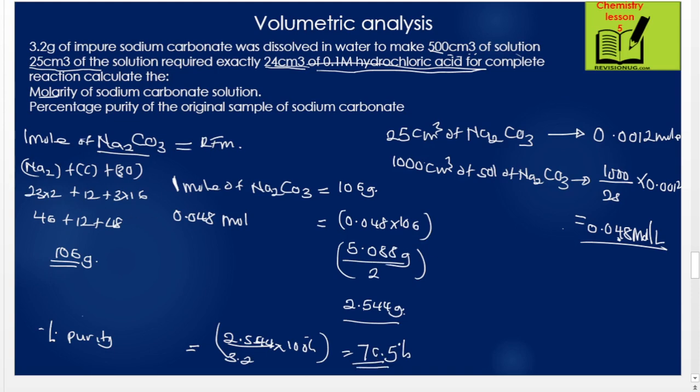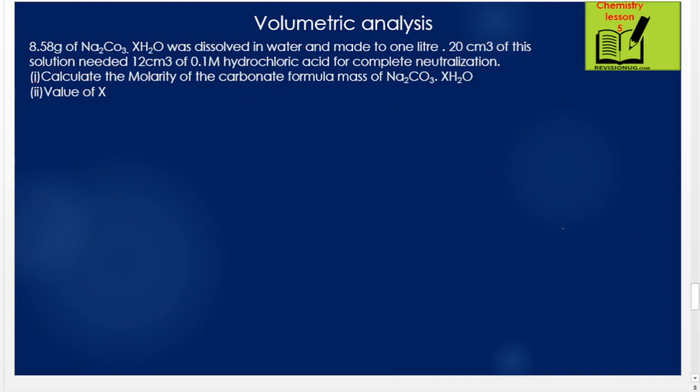Let us look at one other example here. This example says 8.58 grams of sodium carbonate X water of crystallization was dissolved in water and made up to 1 liter. Then 20 cubic centimeters of this solution needed 12 cubic centimeters of 0.1 molar. And I told you, the moment you see this, we have to first put it into interpretation. So what does this mean?